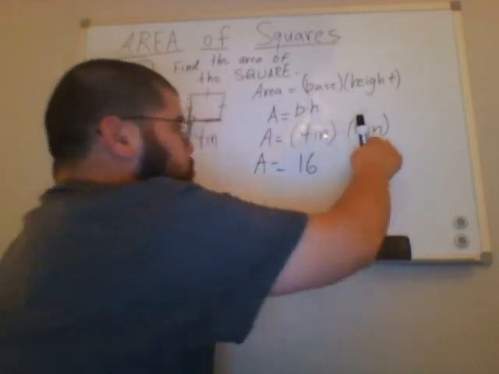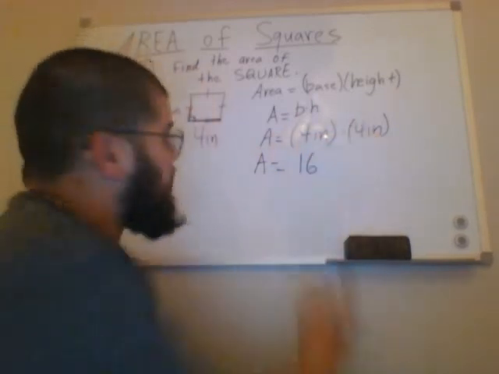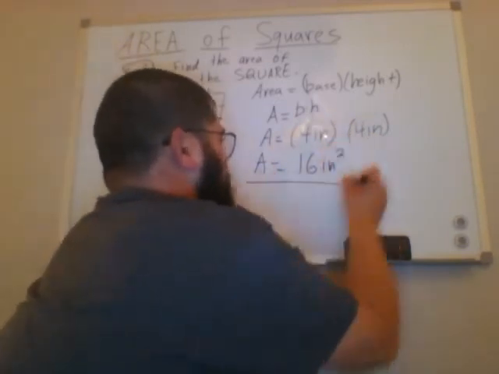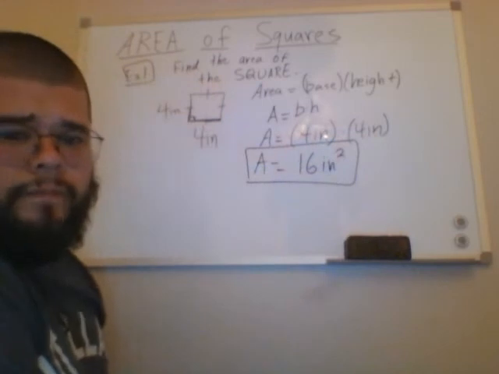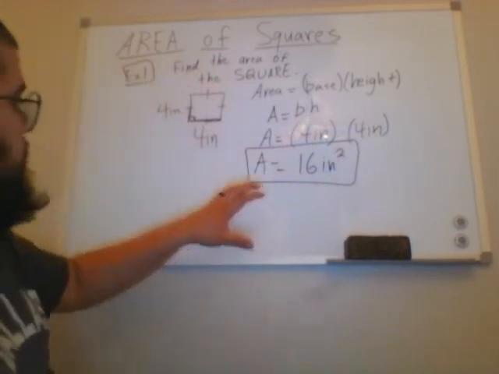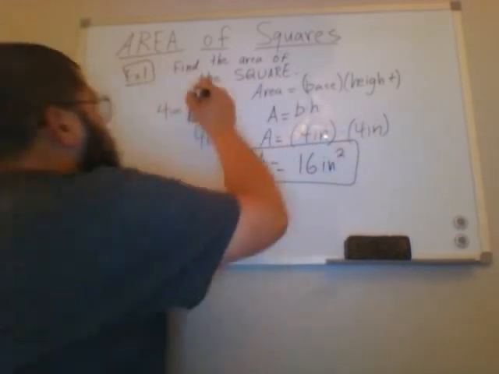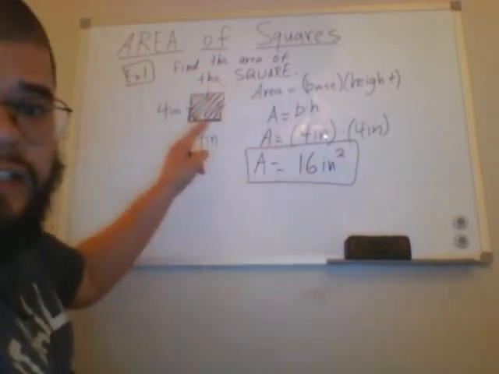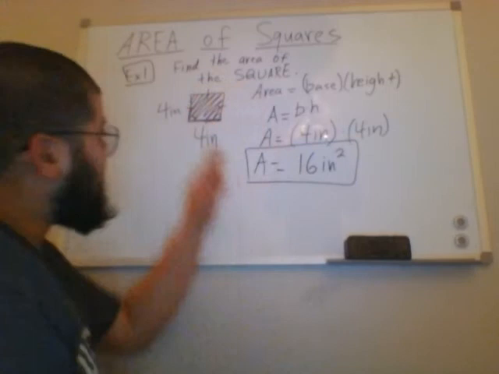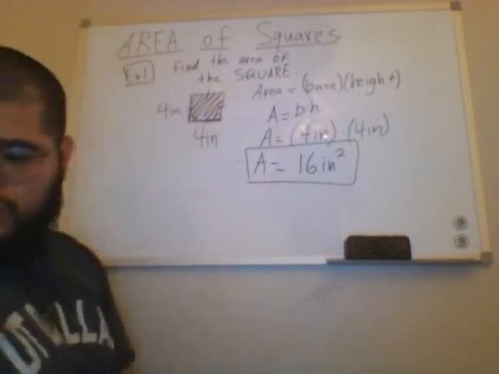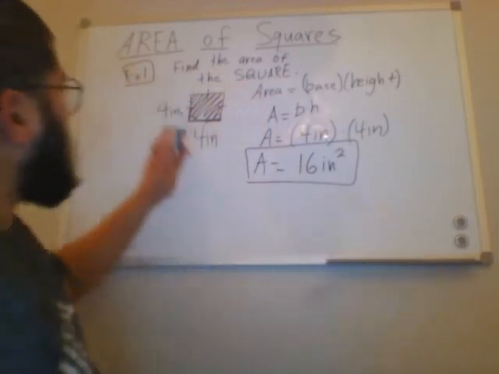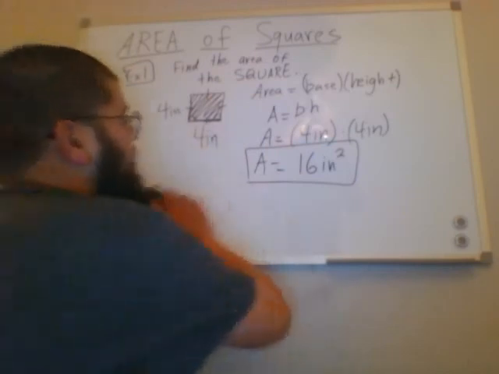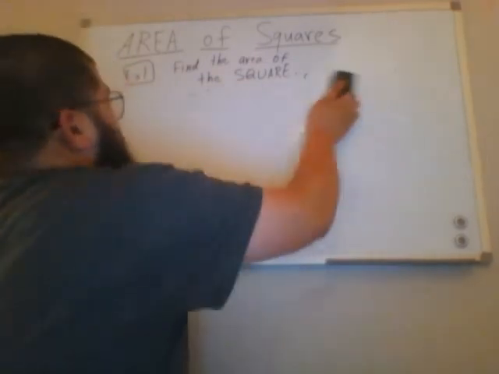Inch times inch, well, just like x times x was x squared, inch times inch, we're going to get inches squared. And so that's our first example. And remember, when we're finding the area, we're trying to find the inside of this square. We're going to do one more example really quick. So again, that's example number 1. You can pause it right there, look at it, write it down, make sure you got it. Let's go to the next one.